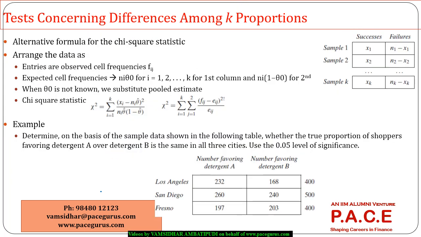So this is where the alternative formula for the chi-square statistic comes into the picture. You look at it like this. Out of samples n1, n2, n3, so on, nk, let's say the number of successes are x1, x2, so on, xk. So these will be the failures. So arrange your data in this way. Each cell value we call Fij, meaning ith row jth column. You take the cell frequencies x1, x2, so on, belonging to the ith row jth column. And from here you also compute the expected cell frequencies, which is nothing but ni times theta.